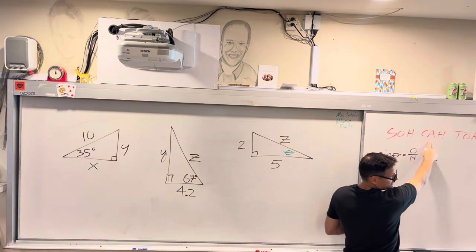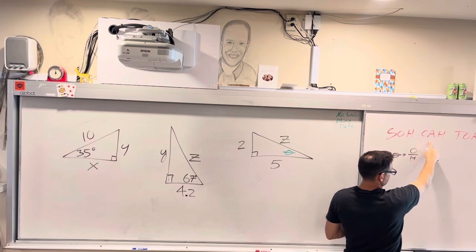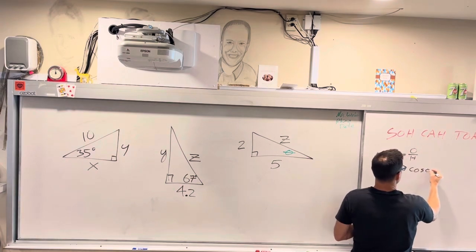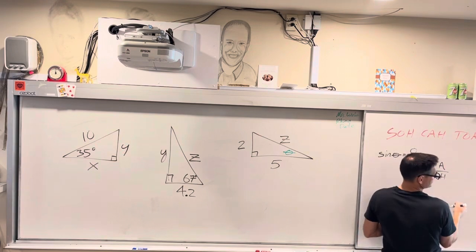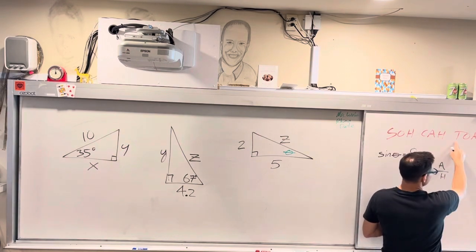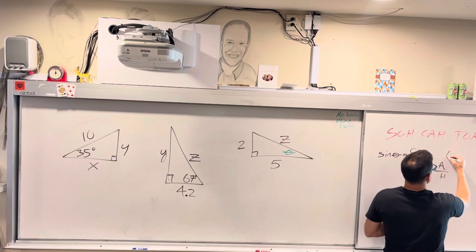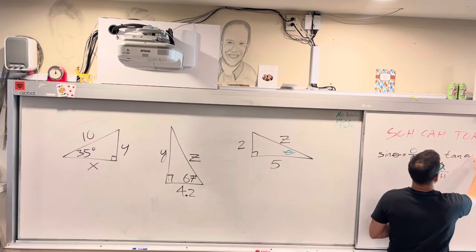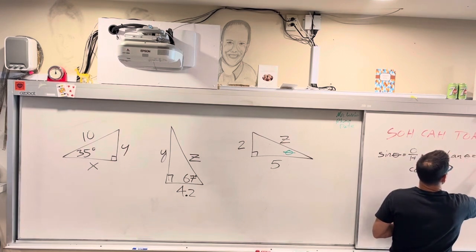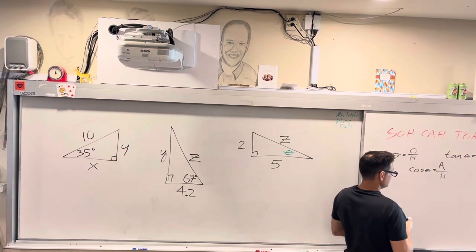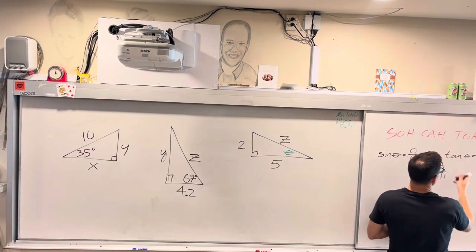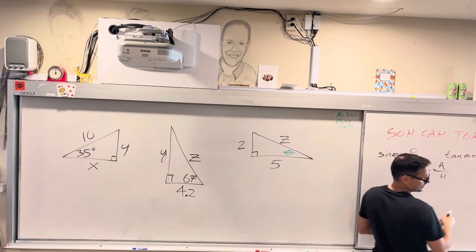What is this one? Adjacent over hypotenuse. What's this one? Opposite over adjacent. Tan of theta. So the tan of the angle equals that. Okay. And if you want the angle, you do the inverse tan of this part.